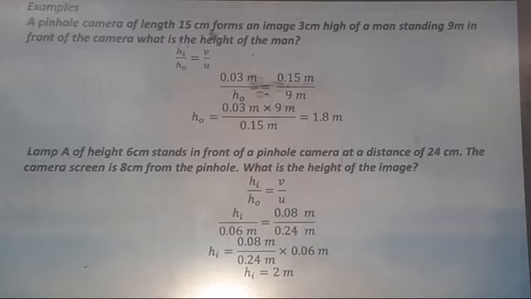We must know the quantities that we have been given. 15 centimeter is the length of the camera. Therefore, this becomes the image distance V. The image height, HI, is 3 centimeter. And the man was standing 9 meters in front of the camera. Therefore, we have our U, which is equivalent to the object distance.